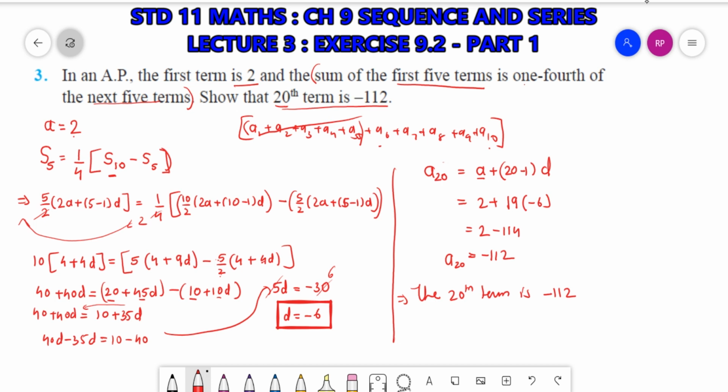Clear? So this was about question number 3. So just note it down.